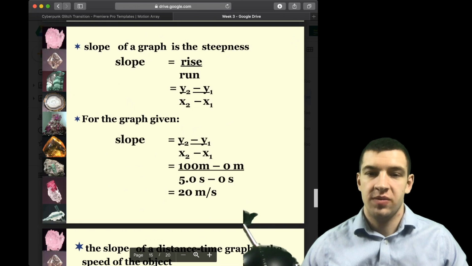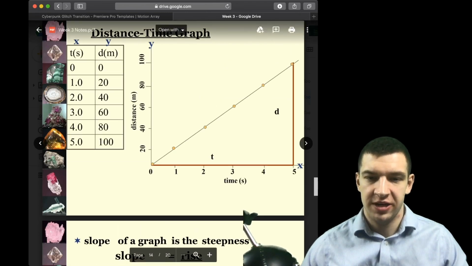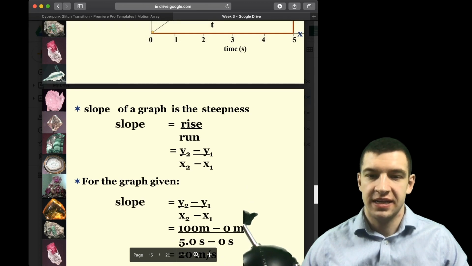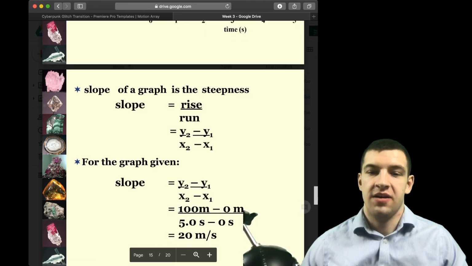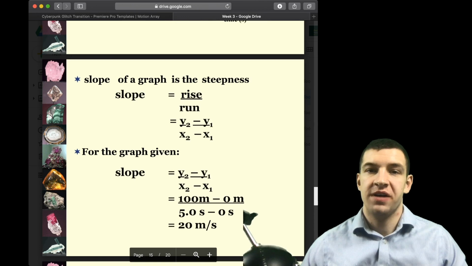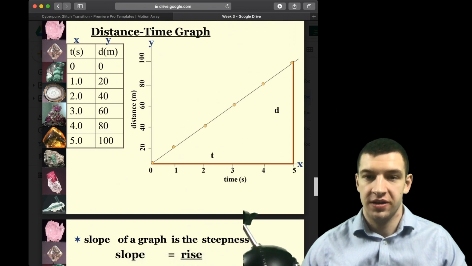So if we put this into our formula here, rise over run is 100 meters minus 0 meters, divided by 5 seconds minus 0 seconds. So it's basically 100 meters divided by 5 seconds. So notice how you have the meters on top and the seconds on the bottom. That gives away what unit is going to be your final answer, which is meters per second. So 100 divided by 5 is 20. So the slope is 20 meters per second. And you can tell that because every second it goes 20 meters farther. All right.